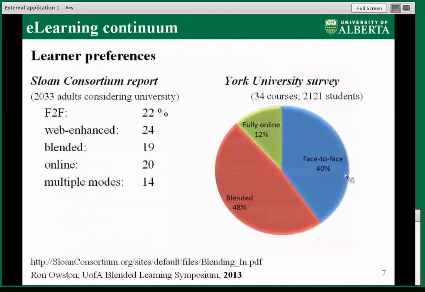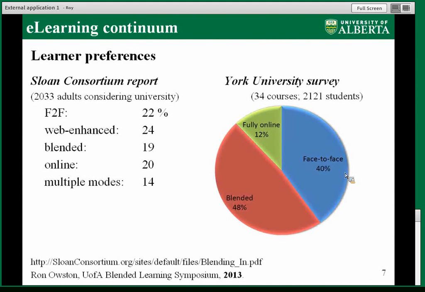So what are the learner preferences? This is just two studies that have been done, one by the Sloan Consortium in about 2007, and this by Ron. Don't know the date on this one, but it was presented at the symposium. And what we see in here, realizing that web-enhanced learning, blended learning, and multiple modes all deal with the idea that you have information being conveyed in more than one manner.